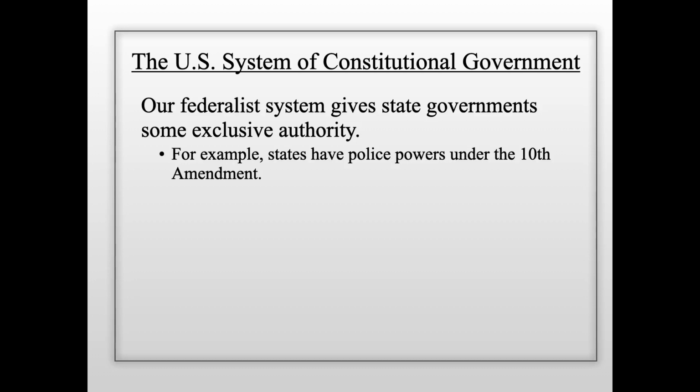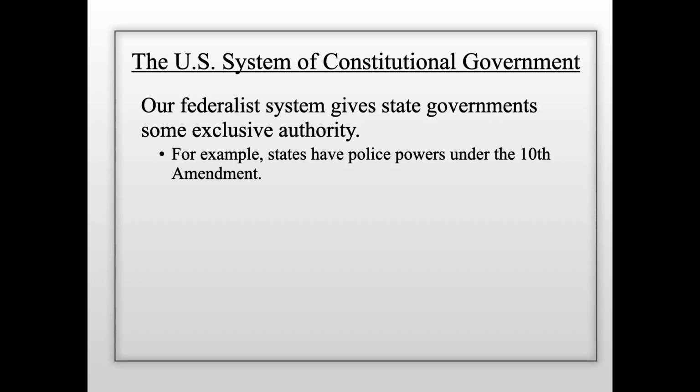And one of those exclusive powers is what we call the police powers. And police powers are the right to implement laws and policies and rules that are designed to protect the health, safety, and welfare of a state's people.